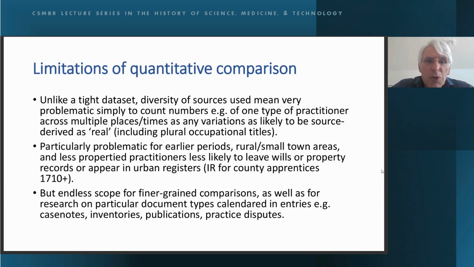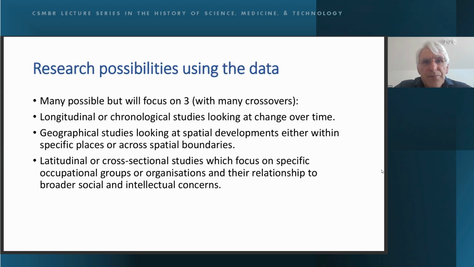So my message is partly one of caution, but it's also one of the endless scope that nevertheless there is for finer-grained comparisons within counties, within particular types of source and so on. But also the fact that our entries are essentially a cache, a calendar, as it were, of huge numbers of different document types that people will be able to use and then work on: case notes, inventories, publications, disputes about practice, and so on. And that leads me on to some brief things that I want to say about some of the things that can emerge from the project, if we go to the next slide.